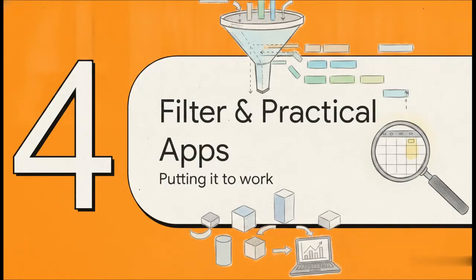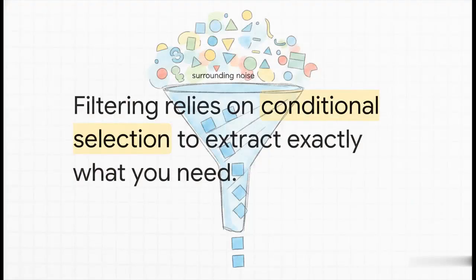Which brings us to Section 4, Filtering and Practical Application. Now, filtering data relies entirely on conditional selection. Just imagine a massive data set where you only need, say, a very specific subset. Conditional selection acts as this highly precise filter, extracting exactly what you need from all the surrounding noise. It's basically how you ask the data targeted questions to get highly specific answers.